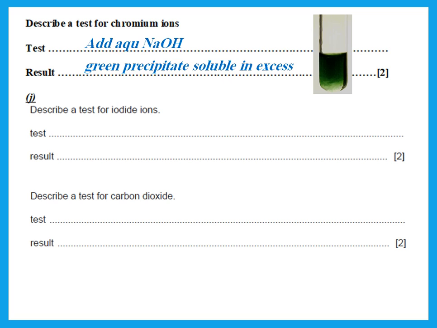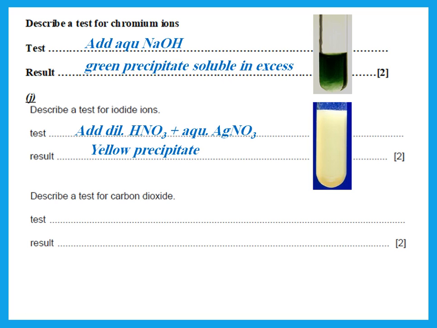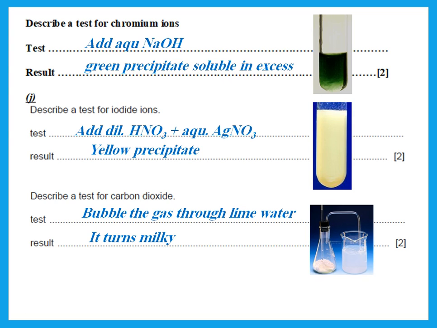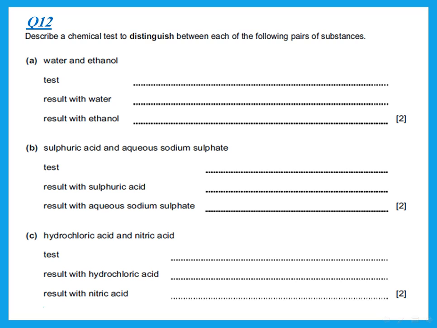What was the test for iodide? Are you with me? Dilute nitric acid and silver nitrate, and we get a yellow precipitate. What is the test for carbon dioxide gas? We said bubble the gas through lime water, it turns milky.